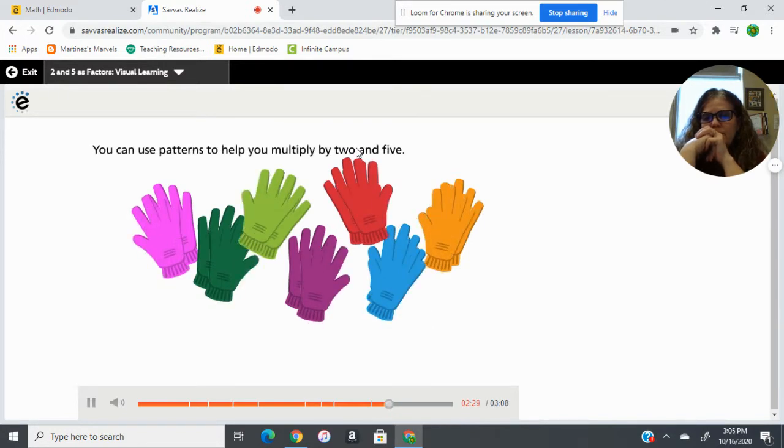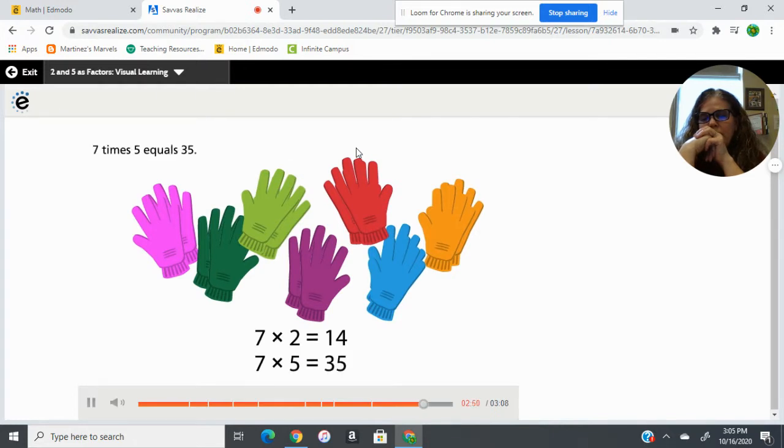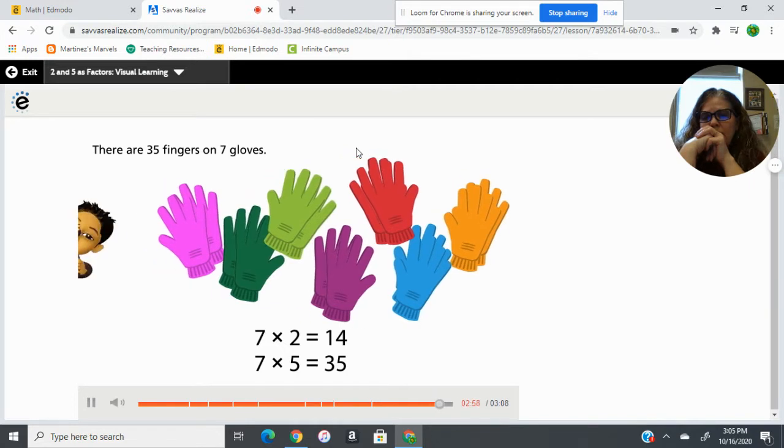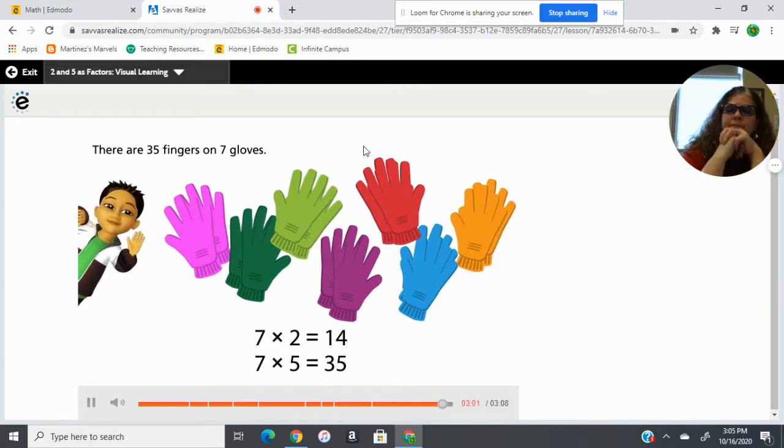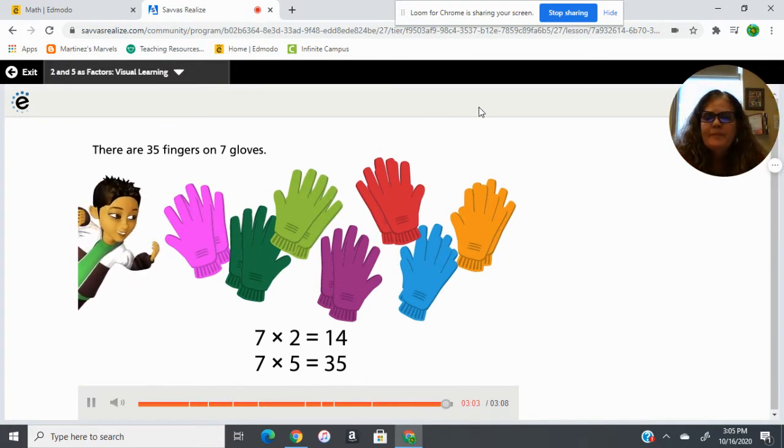You can use patterns to help you multiply by 2 and 5. 7 times 2 equals 14. There are 14 gloves in 7 pairs of gloves. 7 times 5 equals 35. There are 35 fingers on 7 gloves. You can use skip counting or patterns to find the number of fingers on 7 gloves.